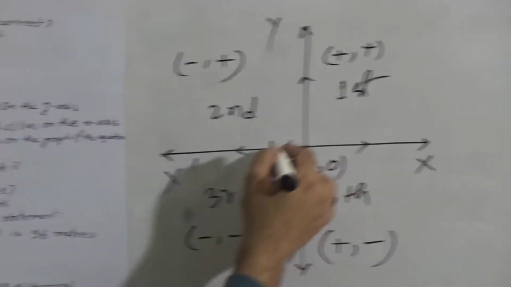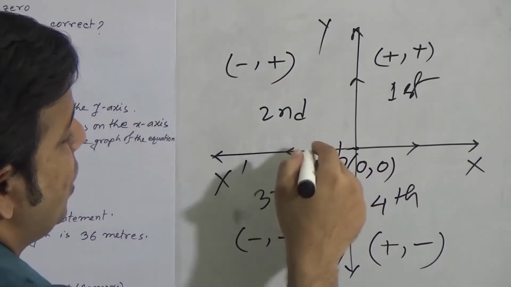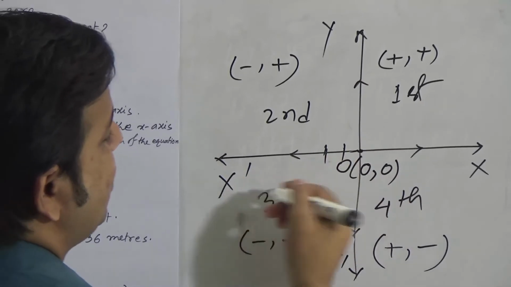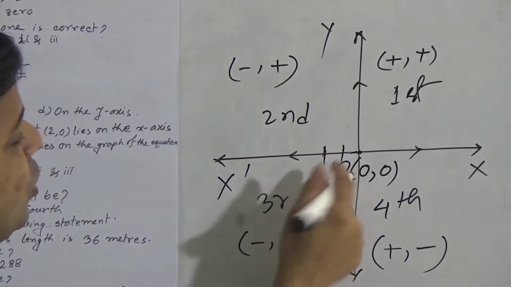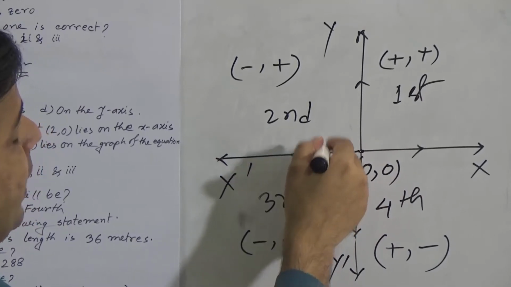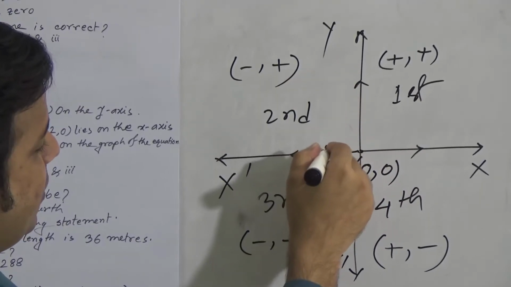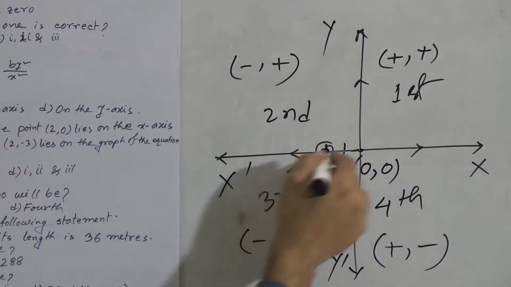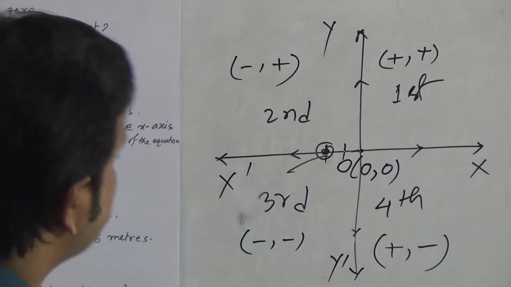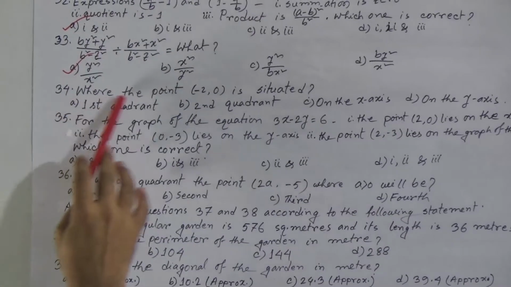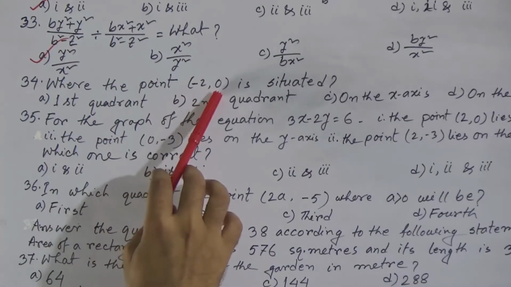So we can say here is minus 2, 0, we have to move 2 steps from O to the left of O, 1, 2, and as y is 0 we have to stay here. So this should be the point. So we can say this is on the x-axis. So see the options. Where is the point minus 2, 0?